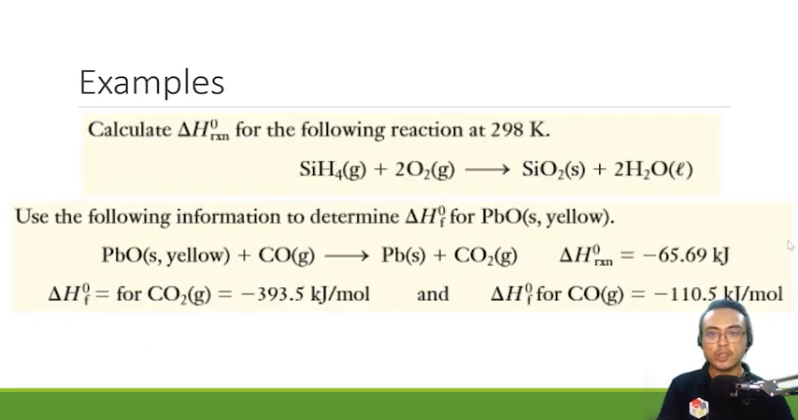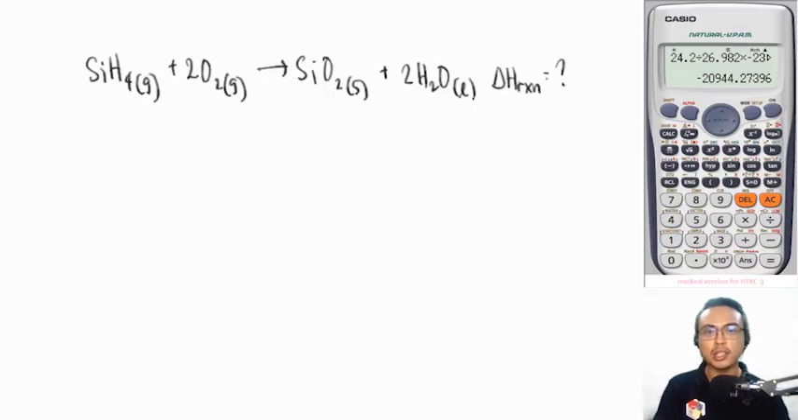Calculate delta H reaction for the following reaction at 298 Kelvin. That's SiH4 gas plus 2O2 gas yields SiO2 solid plus 2H2O liquid. So let me first write this reaction. This is a classic problem involving Hess's law. We are required to solve for the enthalpy of the reaction, but we are just given a balanced chemical equation. For these types of problems, we have to look for the enthalpy of formation values for each of the reactants and the products, and then apply Hess's law to determine the enthalpy of reaction.